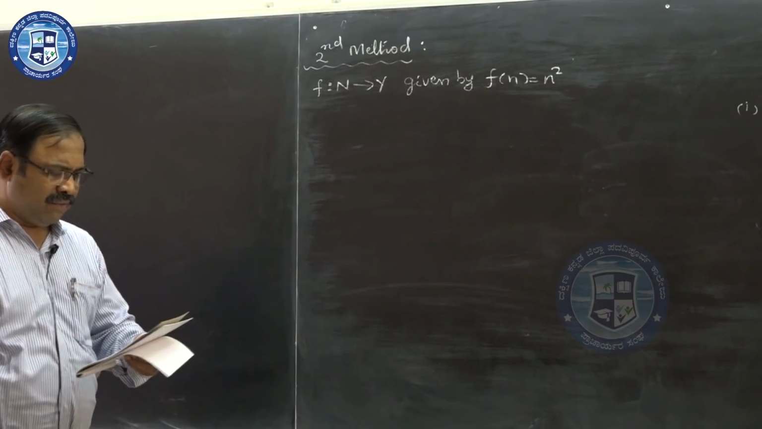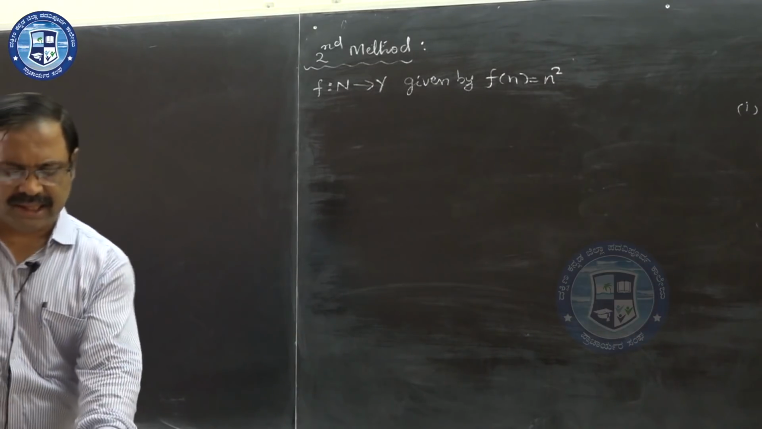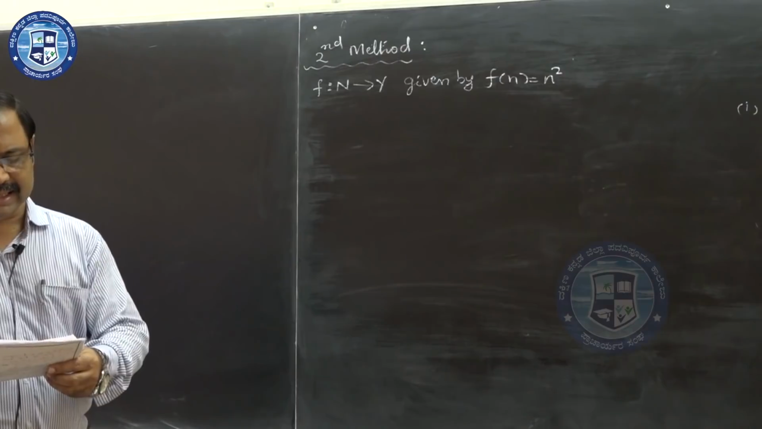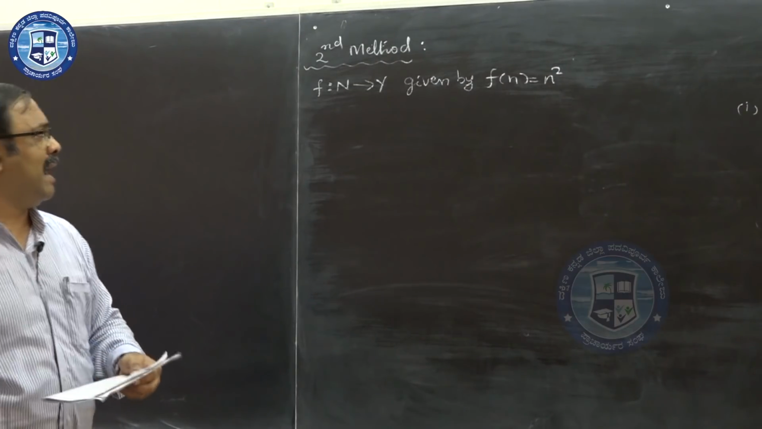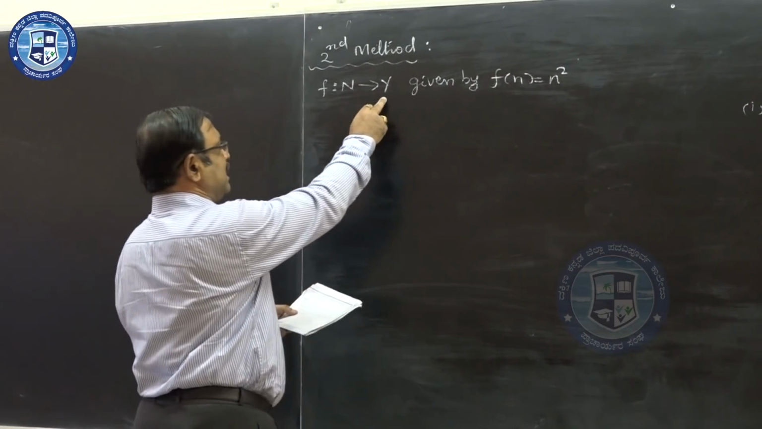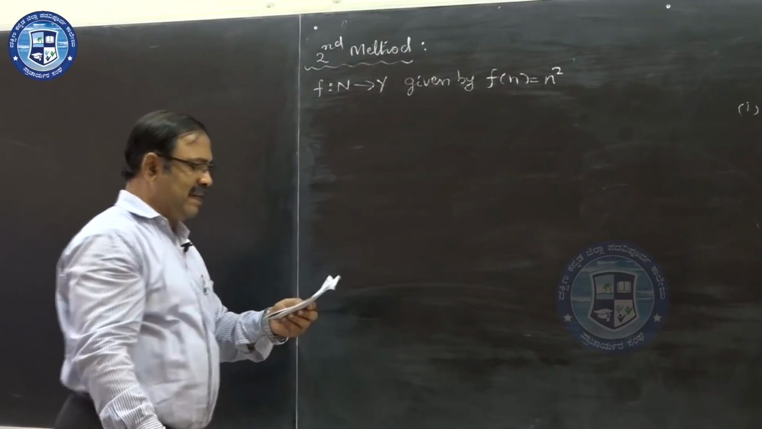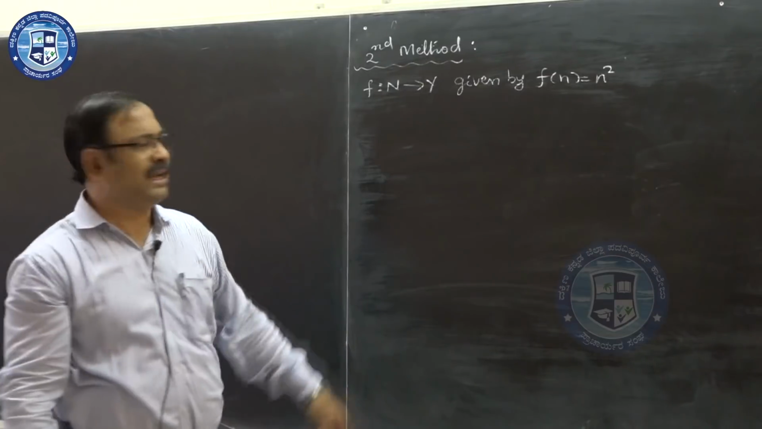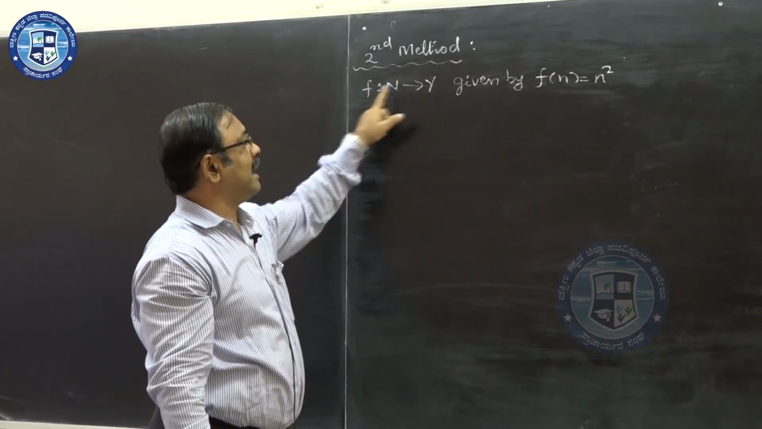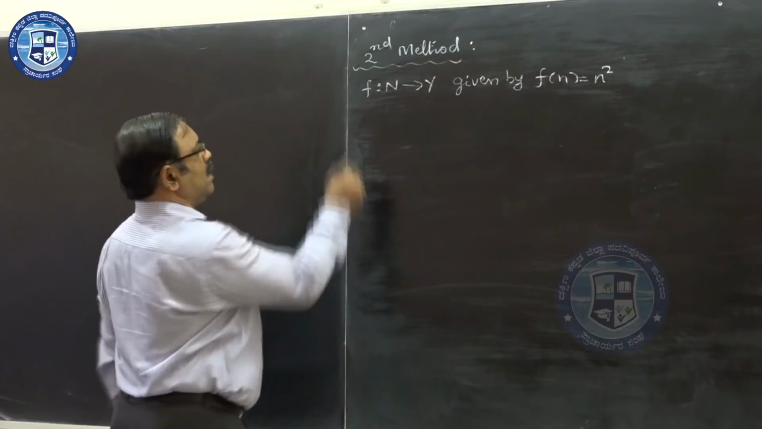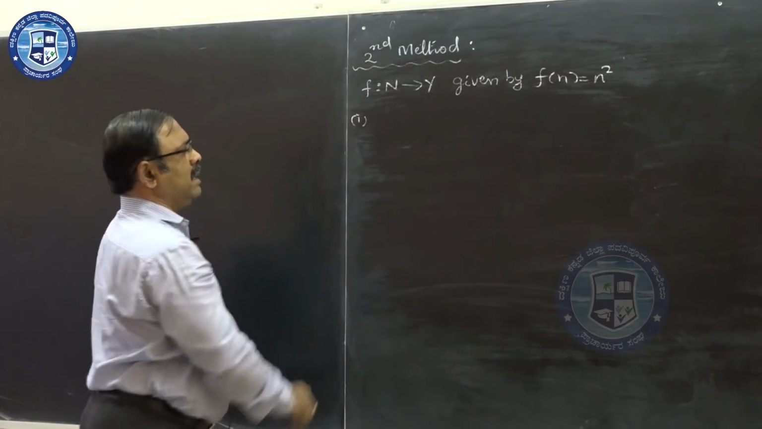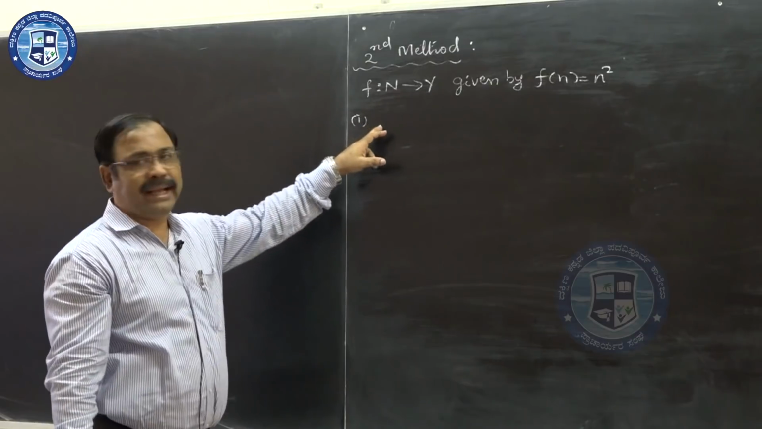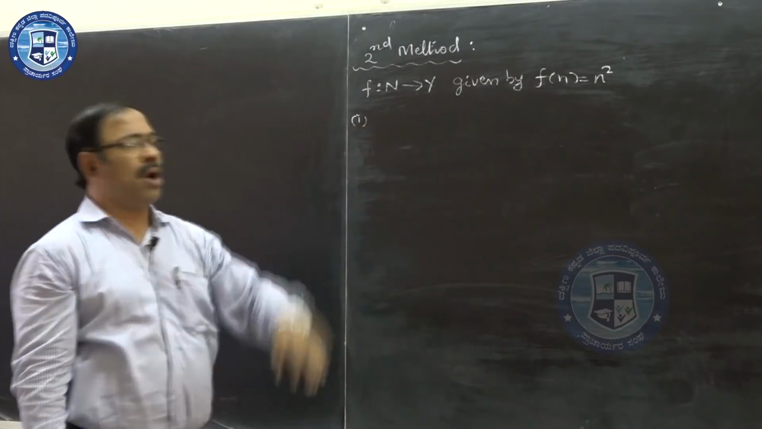And Y is already defined. Y is the set of all n square such that n belongs to N. It is a subset of N. This just shows that Y is nothing but the range of the function. Now it is enough if you show that f is one to one and onto.